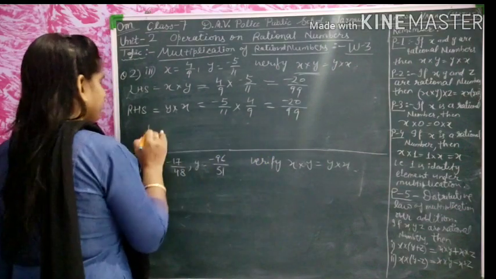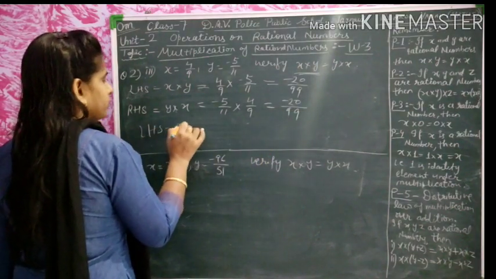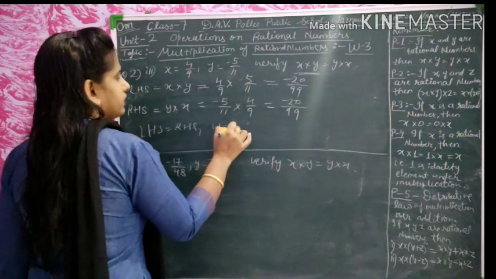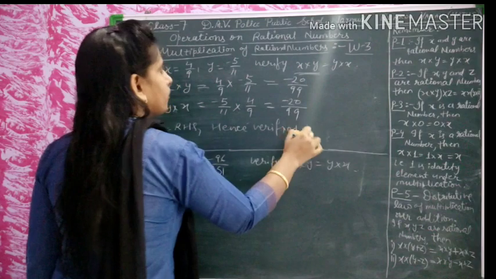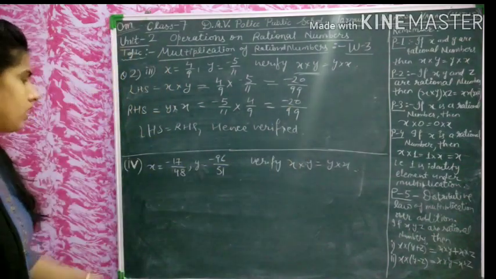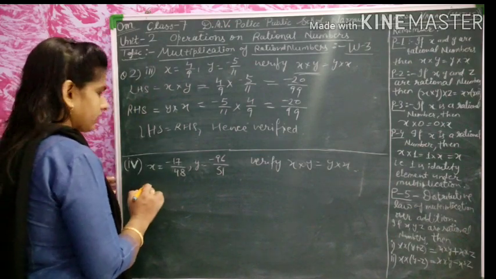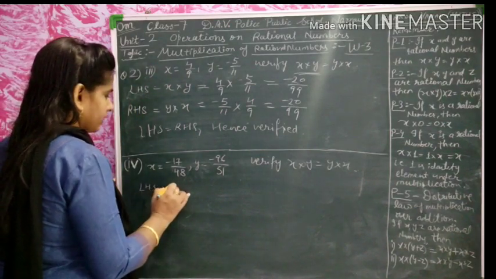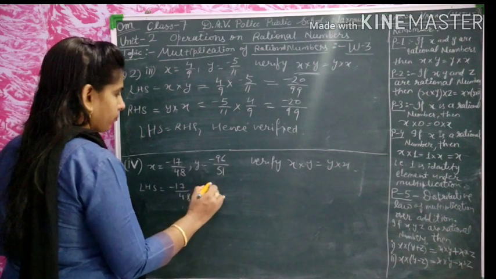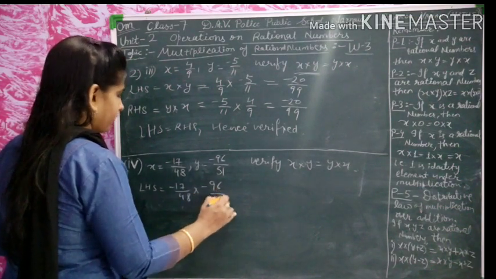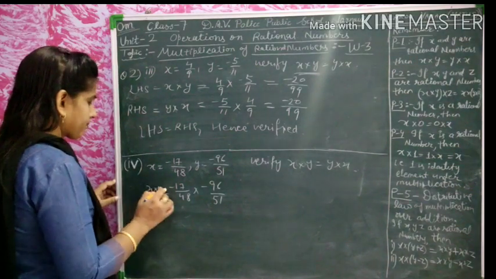Hence our LHS is equal to RHS. Hence verified. Both are equal. So we verified this property, and now we will go to the next question. Same, doing like this. LHS is equal to minus 17 by 48 into minus 96 by 51. This is x into y.